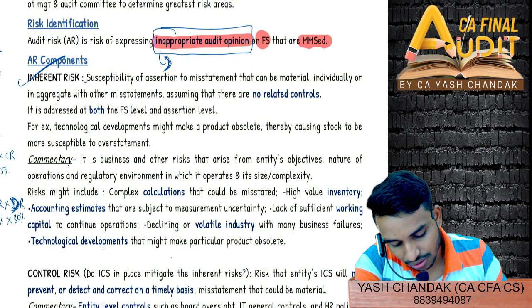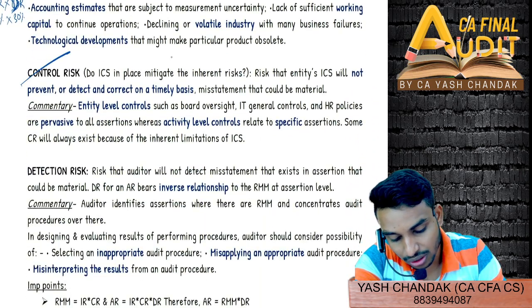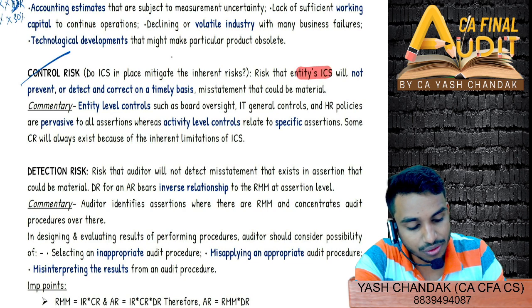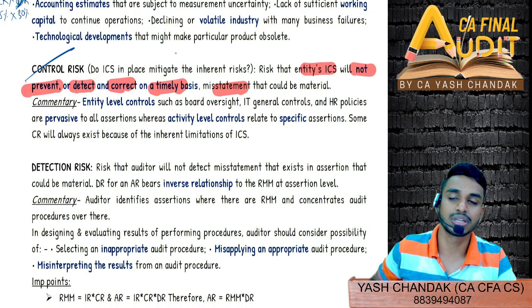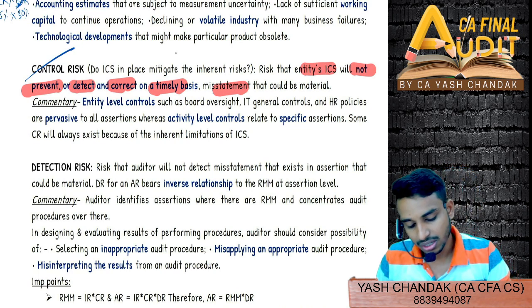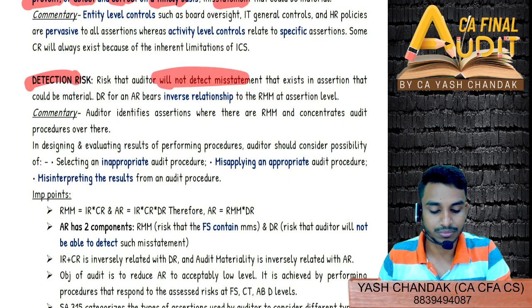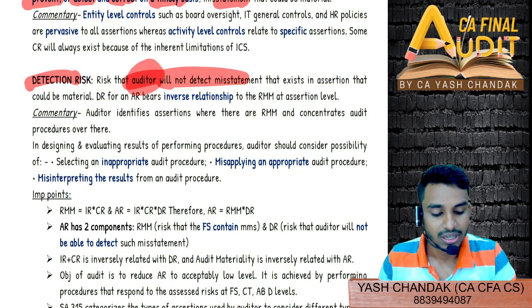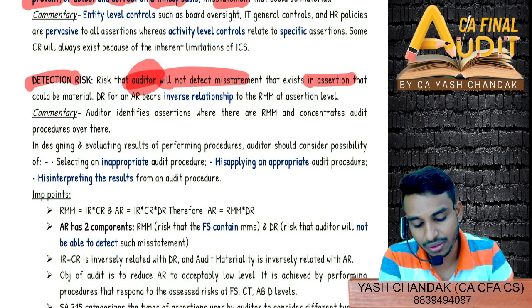Inherent risk, you can go through that commentary also, please go through this. Control risk is the risk that the entity's internal control system will not be able to prevent, detect or correct on a timely basis any misstatement that could be material. Detection risk is the risk that the auditor will not be able to detect a misstatement in the assertion that could be material. Detection risk for an audit risk bears an inverse relationship.